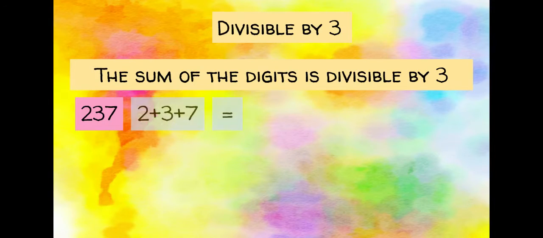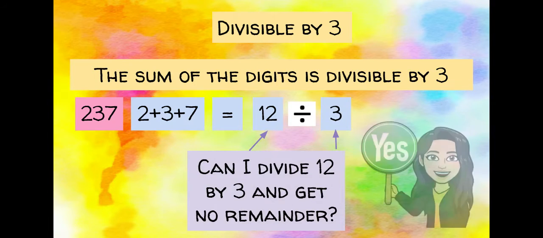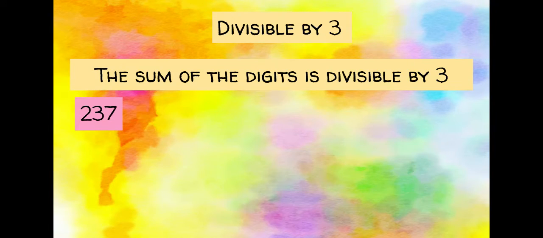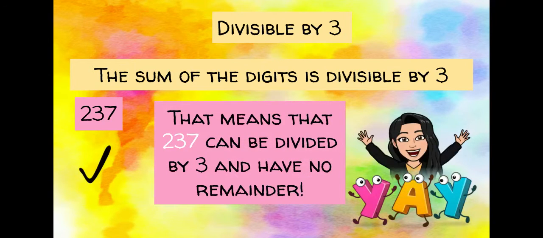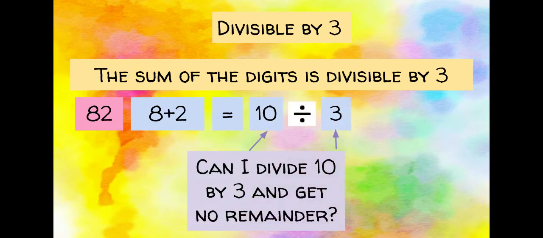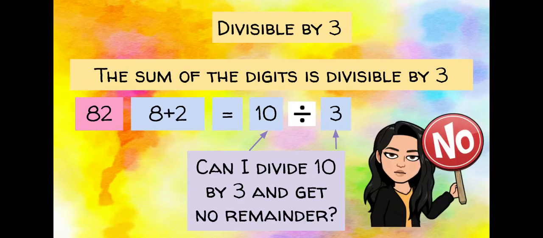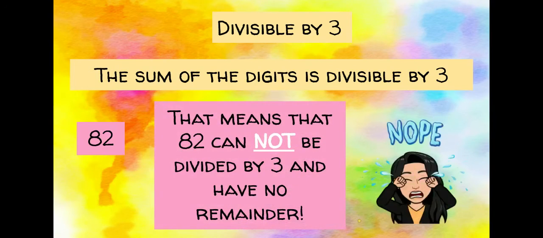237. 2 plus 3 plus 7 is 12. Can 12 be divided by 3 and I get no remainder? Yes, I can. That means that 237 can be divided by 3. Woohoo! 82. 8 plus 2 is 10. Can I divide 10 by 3 and get no remainder? No. So 82 cannot be divided by 3.